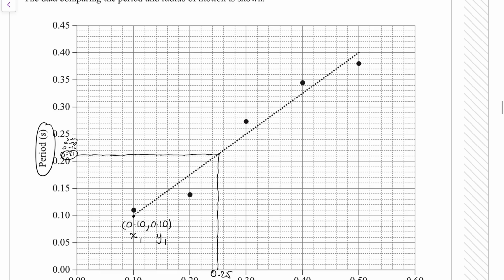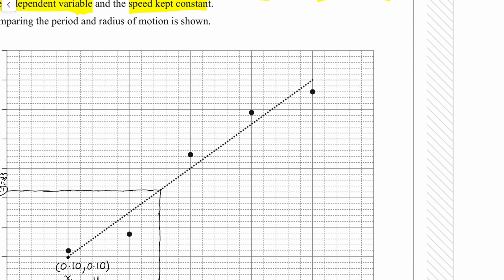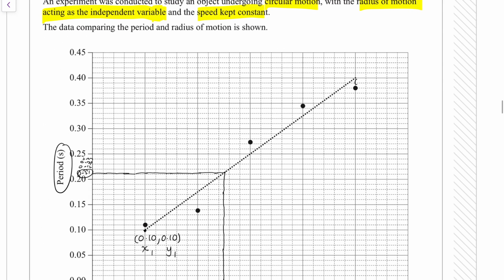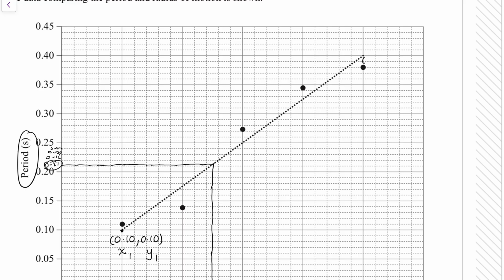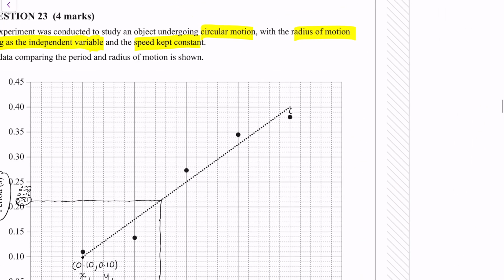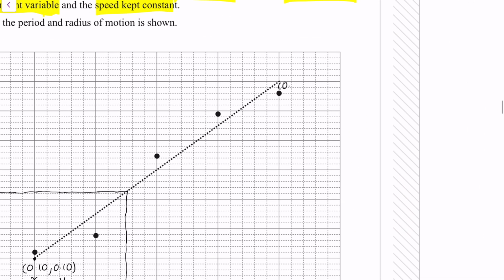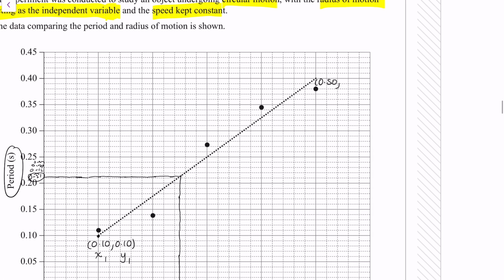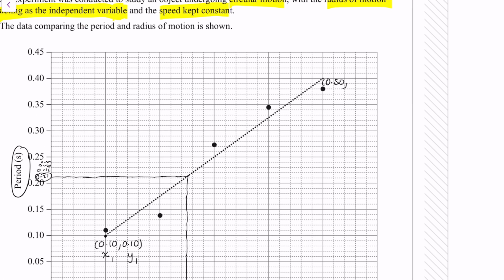Okay, and then I'll see, and you can see that they've been very generous with how they've done this graph. Both endpoints are literally on the line. So there's no excuse for you to not use these two points that are furthest away from each other, and it gives you really good values to work with. So that's going to be my x2 and y2.